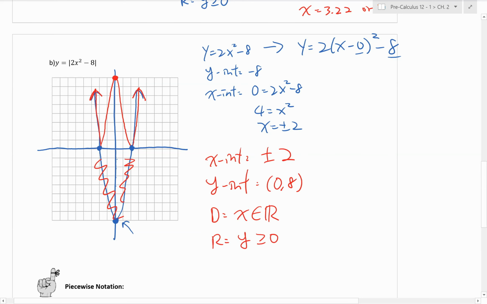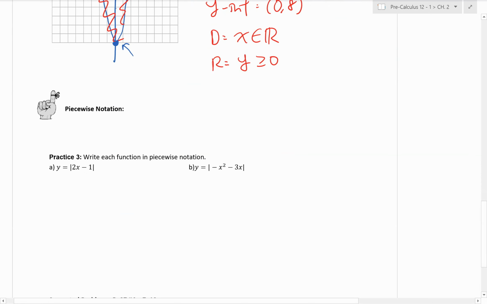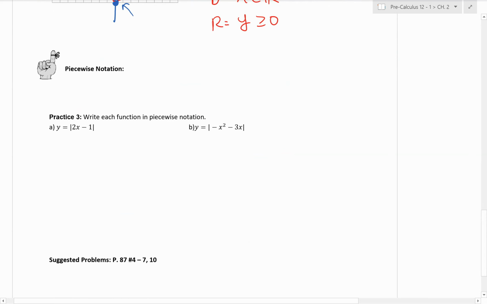All right. We'll keep going. Oh, here we go. Piecewise notation. I guess I jumped the gun earlier. I guess it doesn't matter. Okay, piecewise notation.